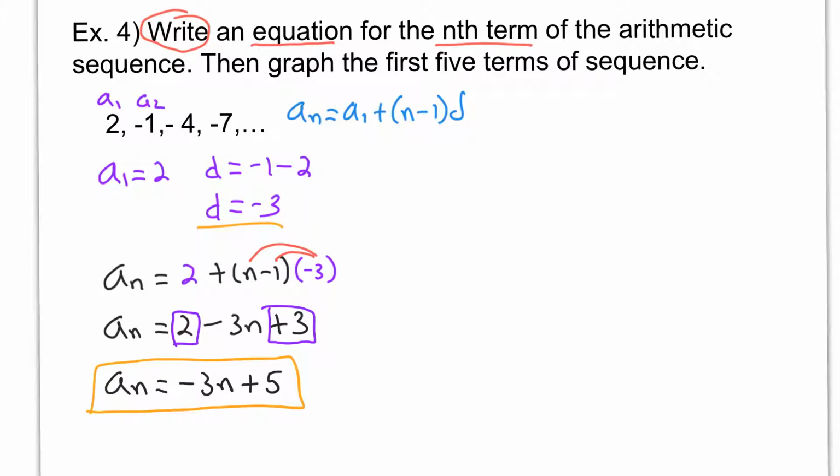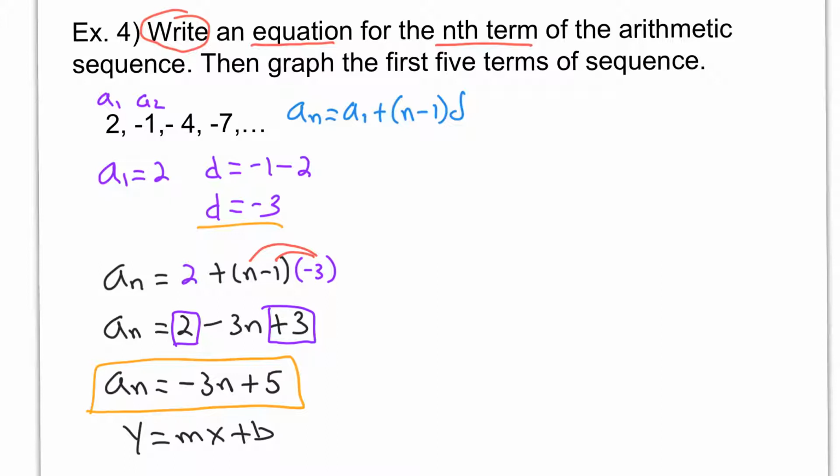Now, once again, you guys can compare it to y equals mx plus b. So you have a negative slope, -3, and you have the y-intercept as 5. But we want to graph it. So let's go ahead and make our t-table, and then we are going to graph the points.